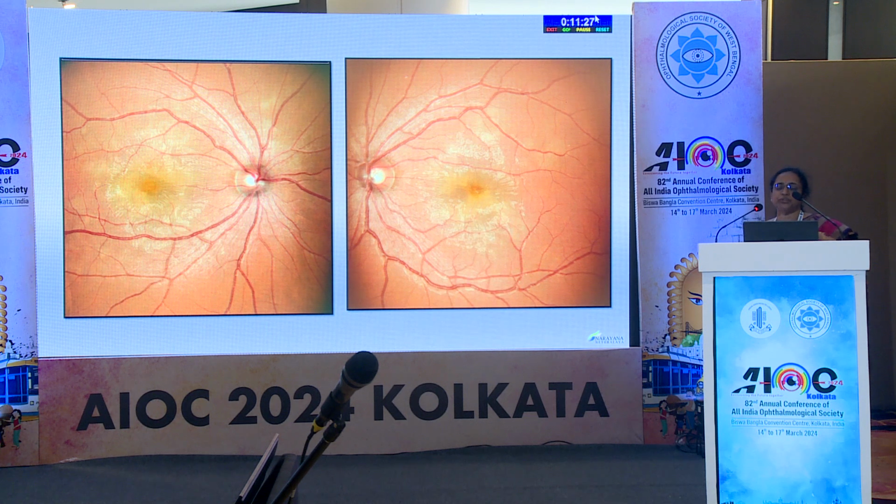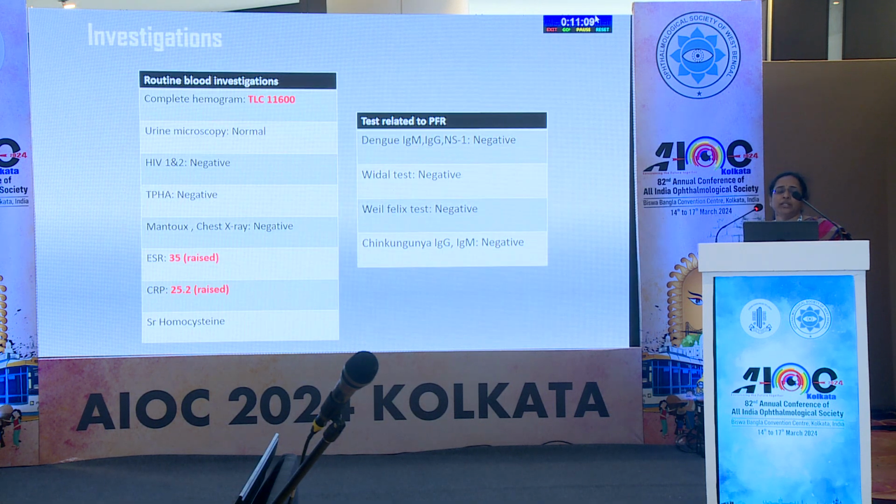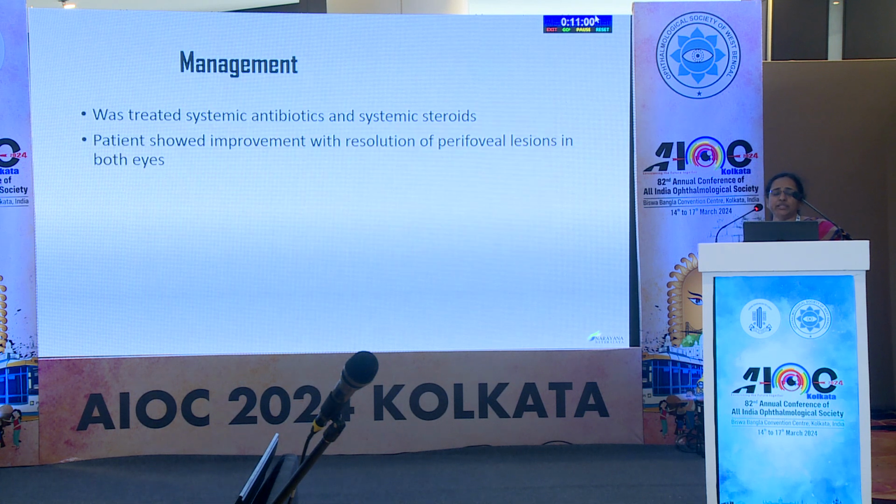This is the fundus photograph where we could see yellowish lesions in the posterior pole with ILM folds, looking like a choroiditis. On the OCT, we could see outer retinal changes with distortion of the ellipsoid zone. In the investigations, they noticed increased total count, and ESR and CRP were elevated. They investigated along the line of post-fever retinitis and all the tests were negative. They treated the patient with systemic antibiotics and steroids.